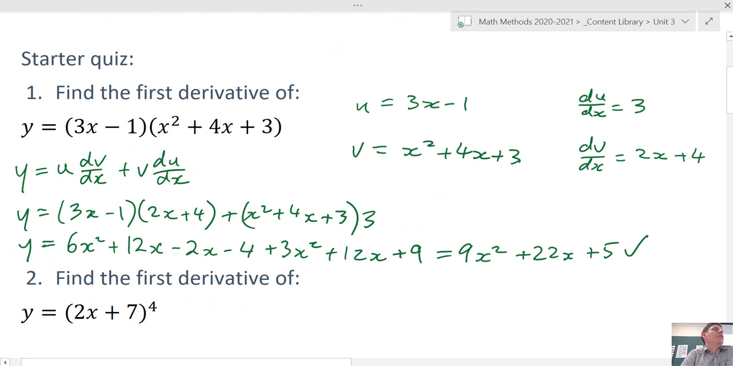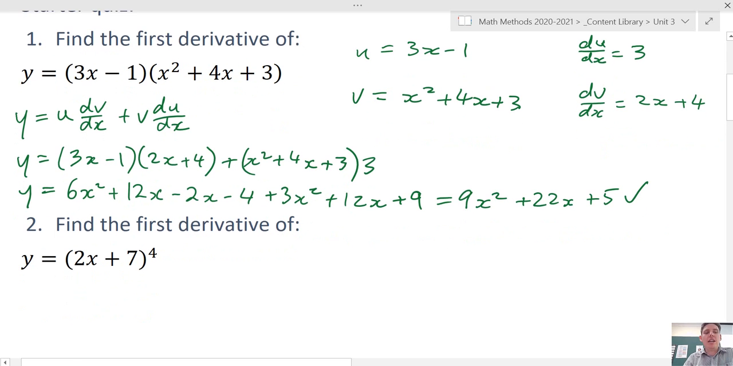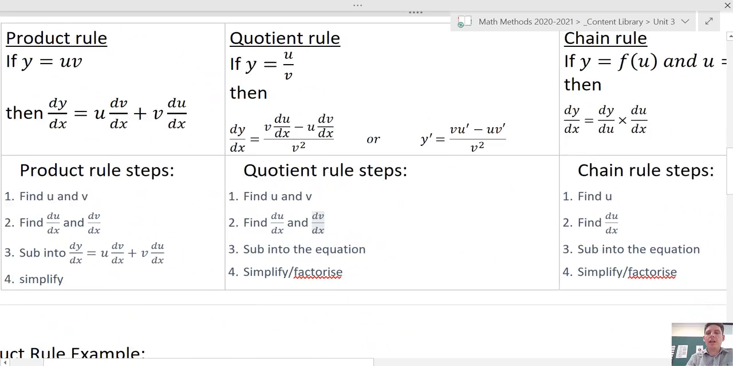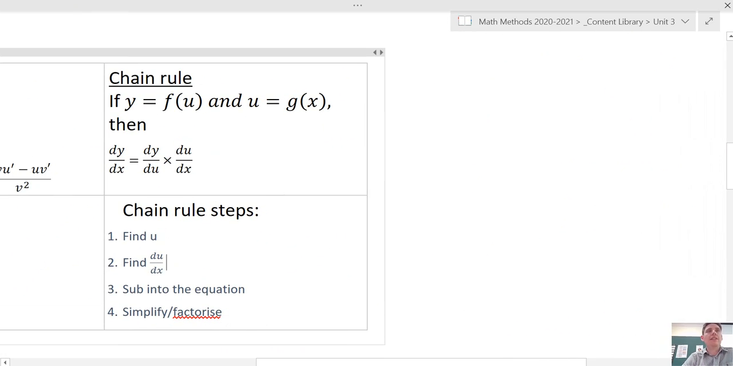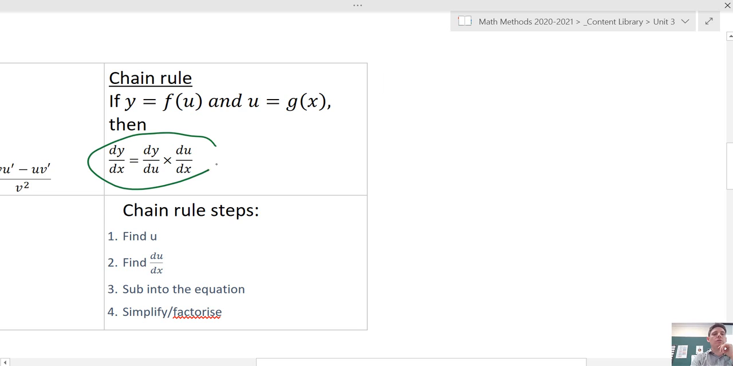What's happening in this question to the function? How do you know? It's not a fraction and it's not a multiply. It's got a power, so it's a function within a function. So it's a chain, as they call it. The chain rule also has 4 steps. You let the function within the power equal u, find the derivative of that, and then use this rule and simplify.